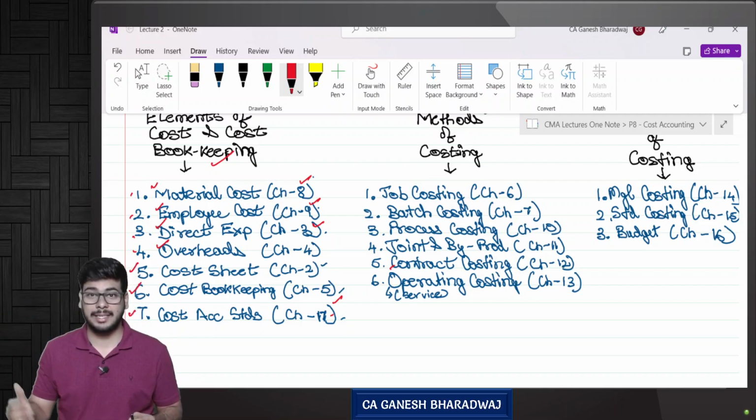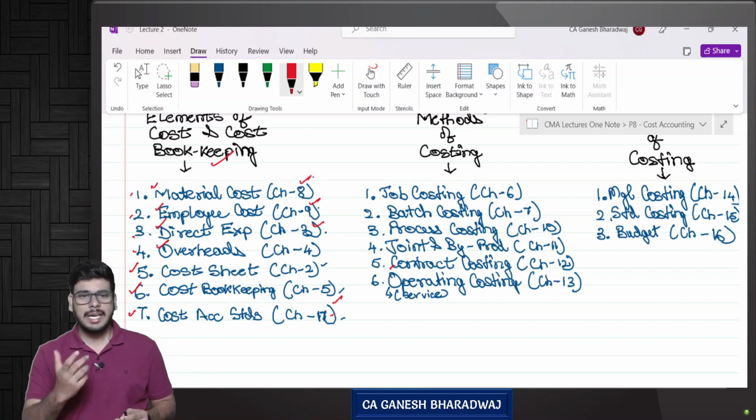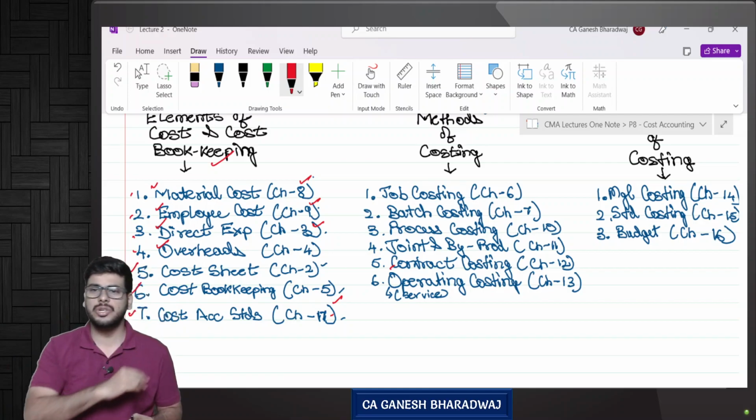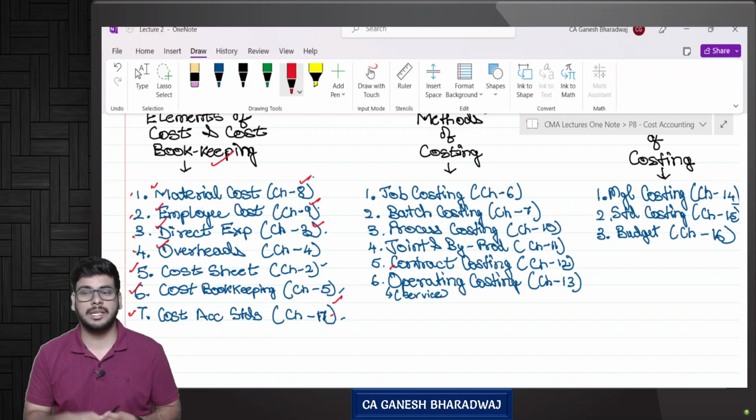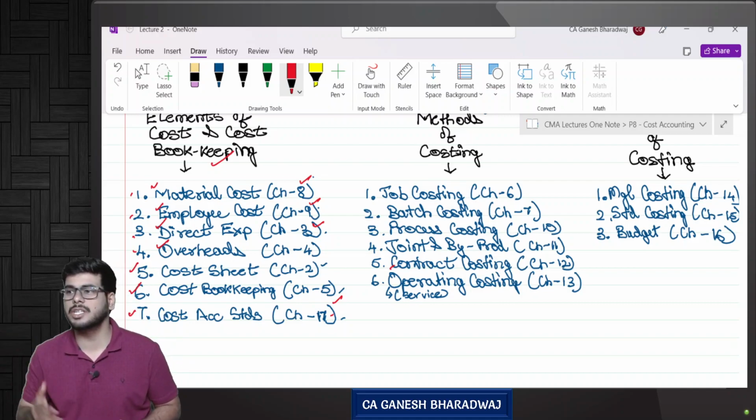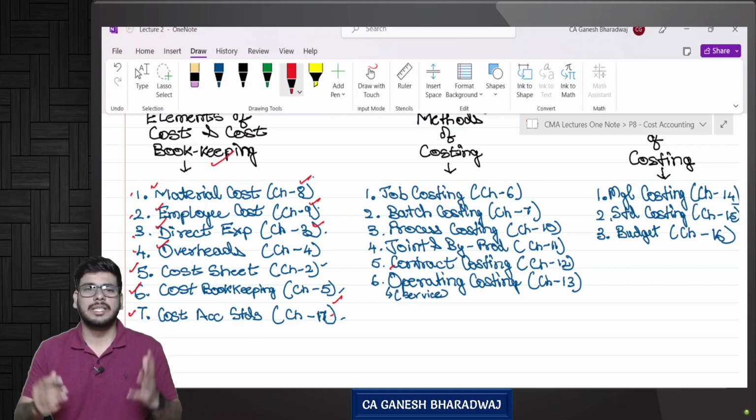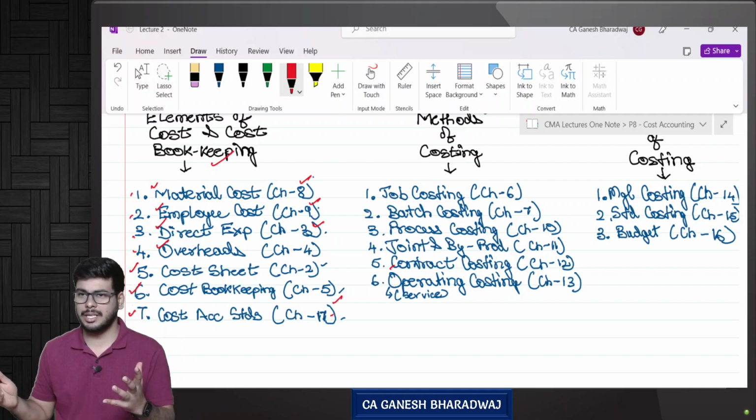Let's say there is another sector called the famous service sector. In this sector, there are certain other unique factors. For example, in a service sector, you don't have a concept of raw material or FG. There is no stock at all. There are certain other aspects of costing that need to be applied.